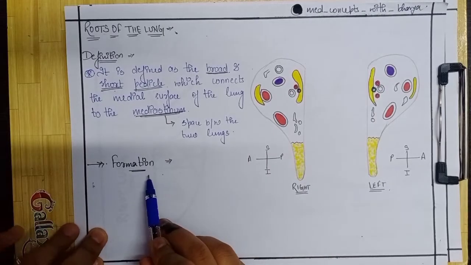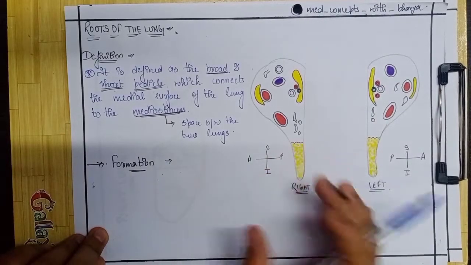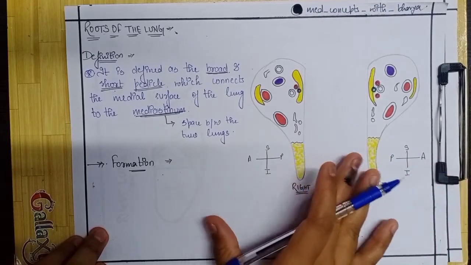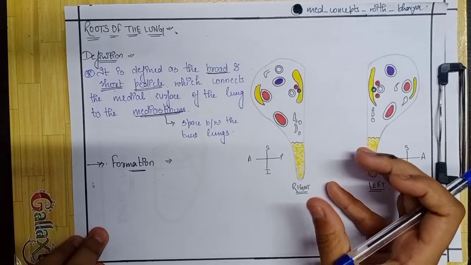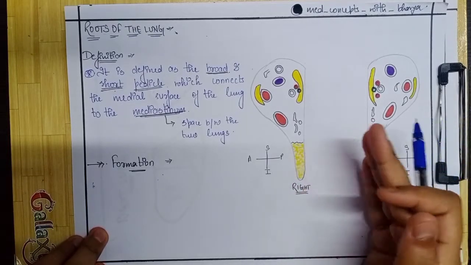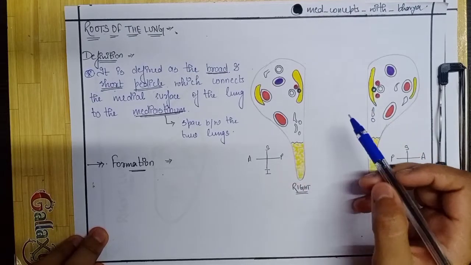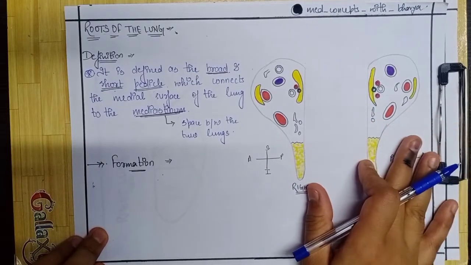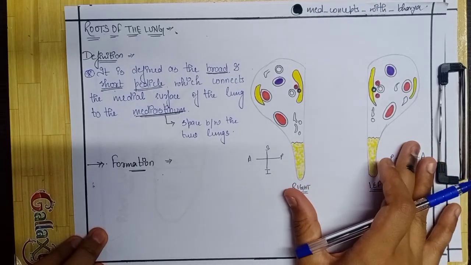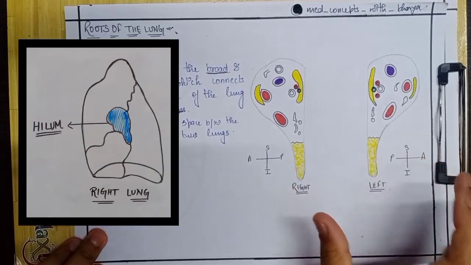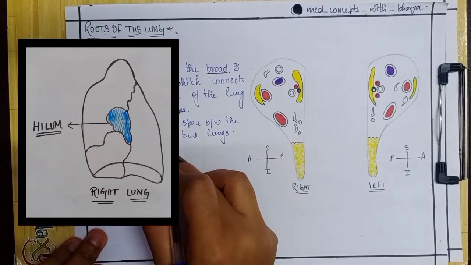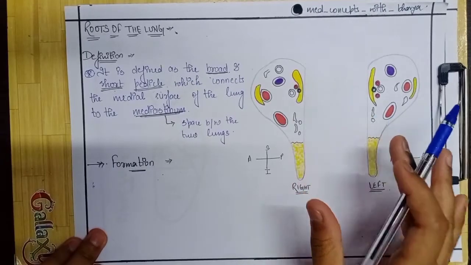Now talking about the formation of the root of lung, please focus on the sentence and then I will explain it. The root of the lung is formed by several structures that enter into the lung and several structures that exit out of the lung at the region of hilum. Now what exactly is hilum? Hilum is a depression in the medial surface of the lung. Okay, so hilum is a depression in the medial surface of the lung, whereas roots of the lung are a broad and short pedicle, which connects the medial and mediastinal surface.